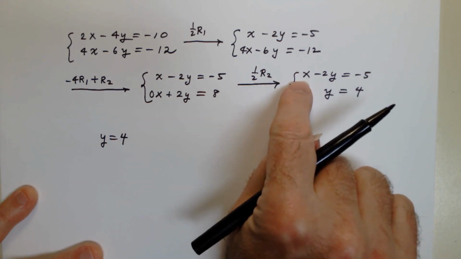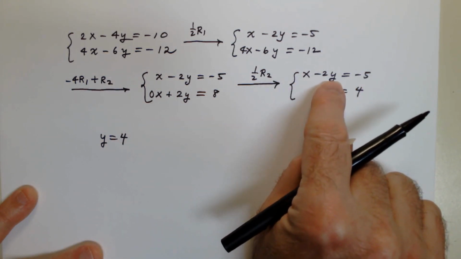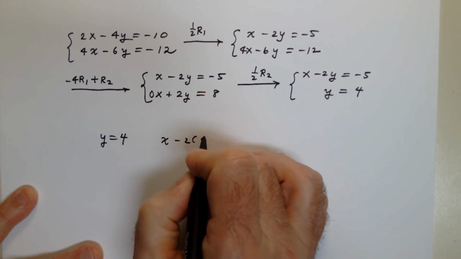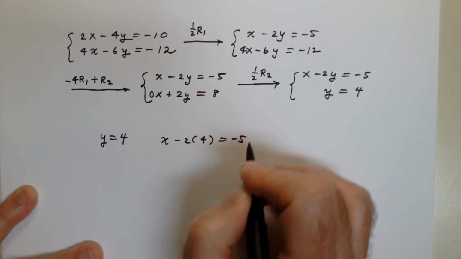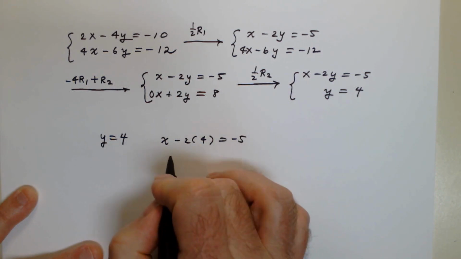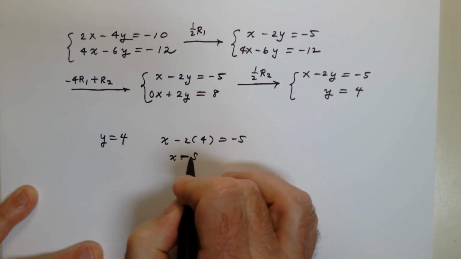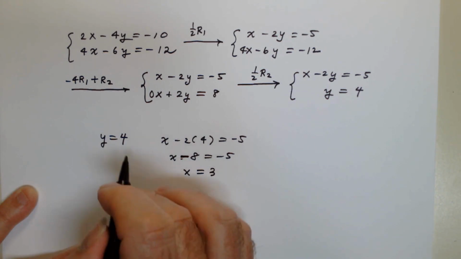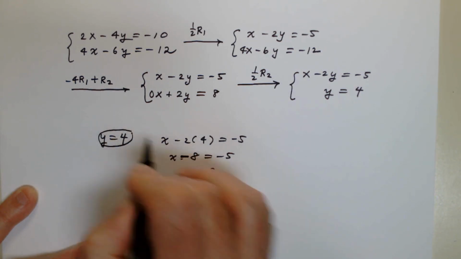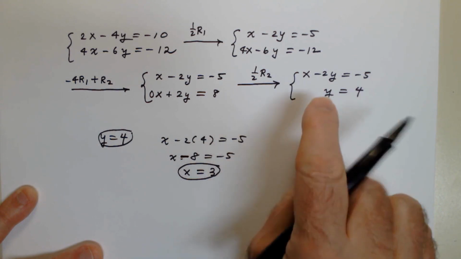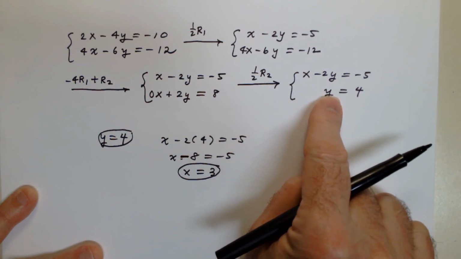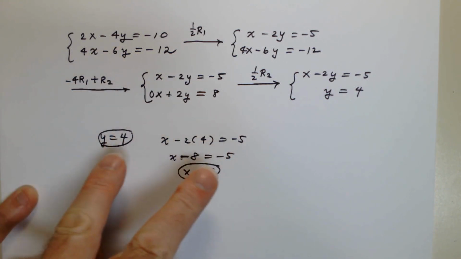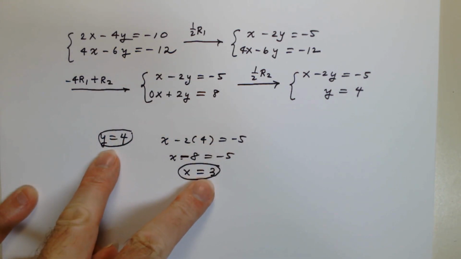And if y is equal to 4, we can read this equation and substitute in y equals 4. And so that says x minus 2 times 4 equals negative 5, or x minus 8 equals negative 5, or x equals 8 minus 5, or 3. So we now have a complete solution to the system of equations. We know that this system is solved by x equals 3 and y equals 4, and by equivalence, we know that this system is solved by x equals 3 and y equals 4.